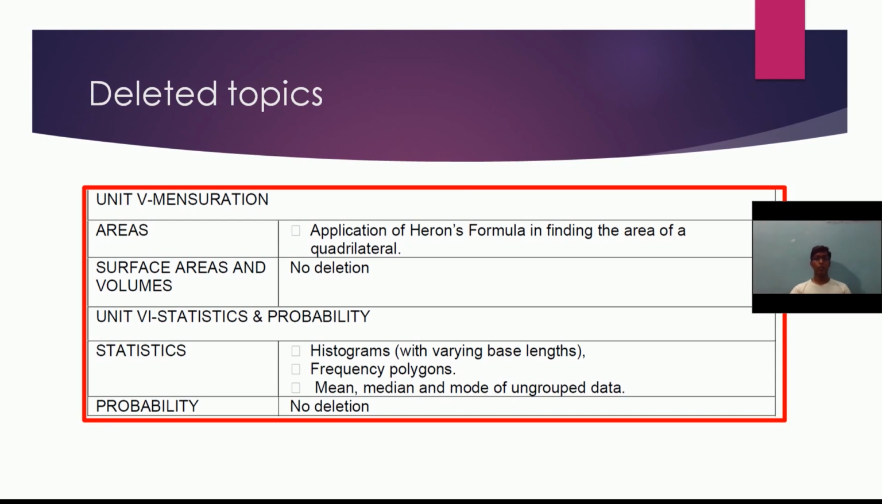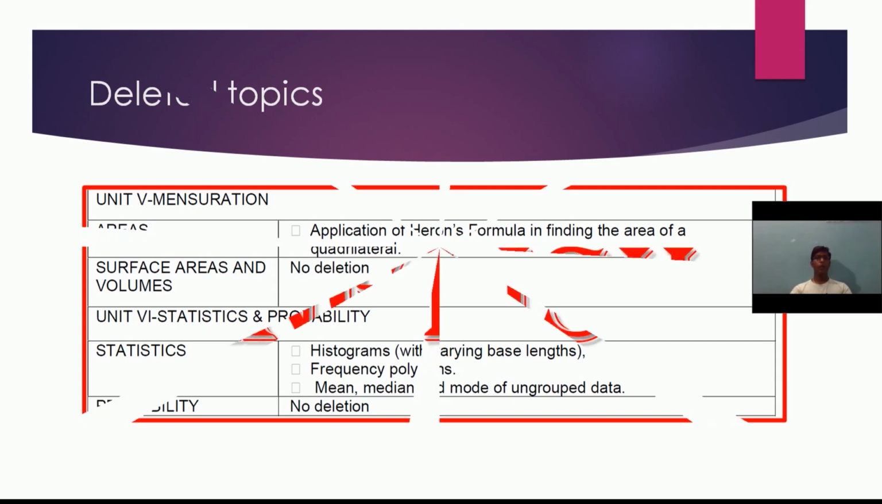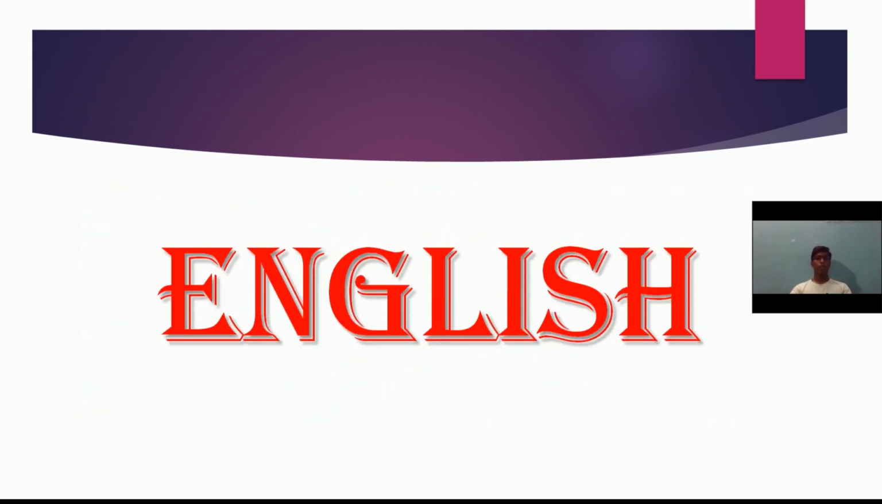Next, coming to the sixth chapter, statistics. You can observe here histograms, frequency polygons, mean, median, mode of ungrouped data. These topics have been removed from statistics. Next, probability. There was no deletion, so you have to learn probability also.